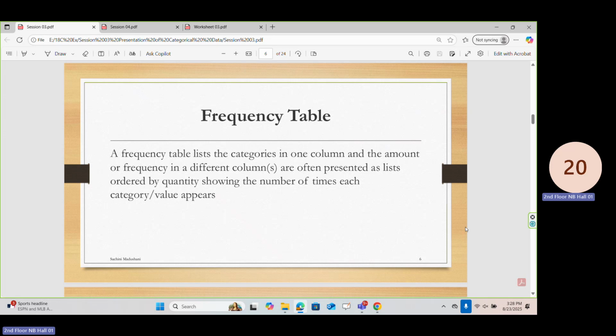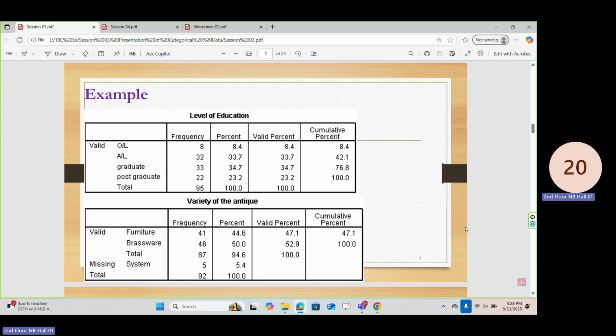Then in the first column, we identify the categories of that particular variable. What are the categories? Male and female. Clear? Then in the second column, we represent the frequency: how many respondents are male and how many are female. This table we call a frequency table. A frequency table lists the categories in one column and the frequency in another column. This is an example of a frequency table. Then these are the output.